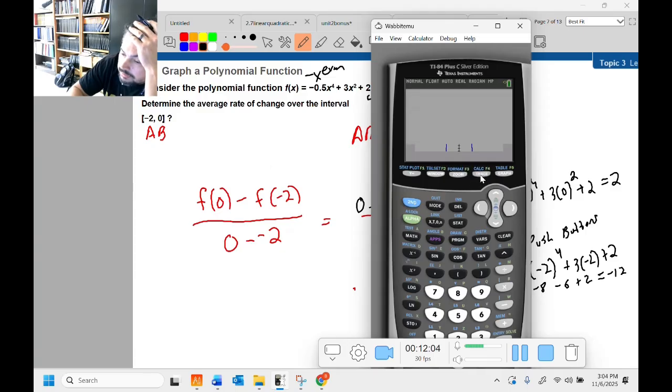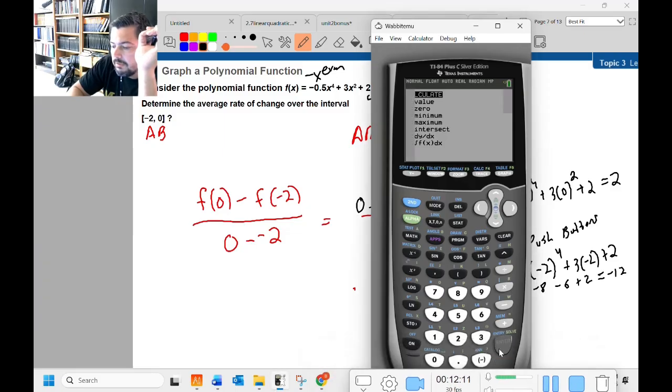Second trace. I want to know the value of x when it's 0. So I'm literally going to go to value and type in a 0. And it gave me a 2. Let's do this again. I also want to know the value of y when x was negative 2. So I'm going to let x be negative 2. And apparently it's saying I made a mistake, because it gave me a 6.